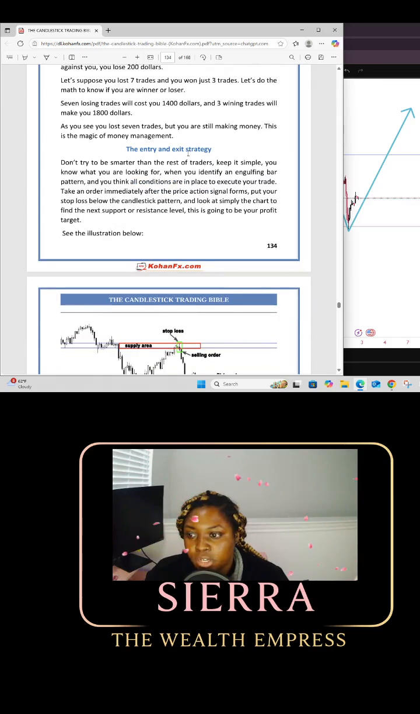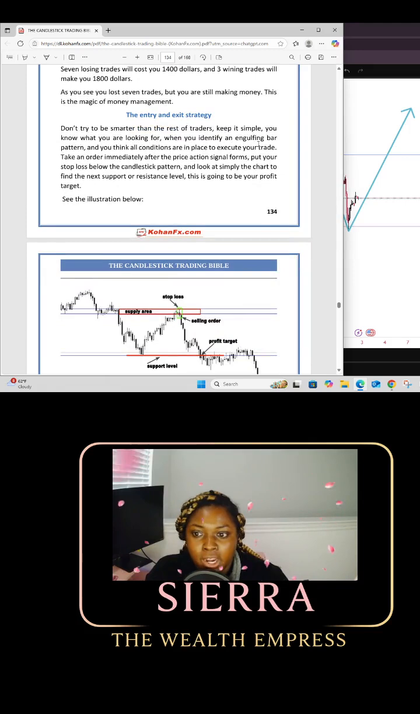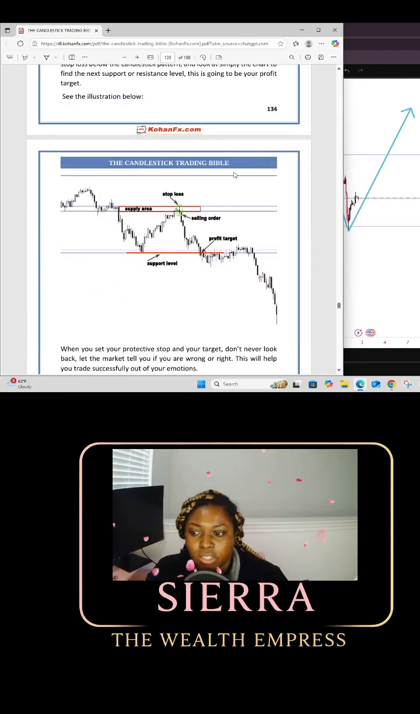All right, the entry and exit strategy. Don't try to be smarter than the rest of traders. Keep it simple. You know what you're looking for when you identify an engulfing bar pattern, and you think all conditions are in place to execute your trade. Take an order immediately after the price action signal forms. Put your stop loss below the candlestick pattern and look simply at the chart to find the next support or resistance area. And this is going to be your take profit area.